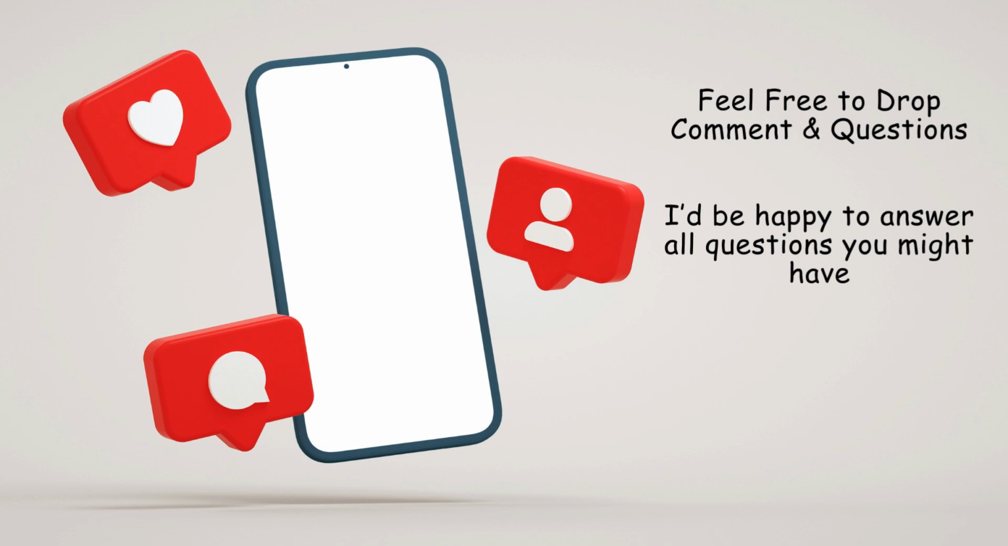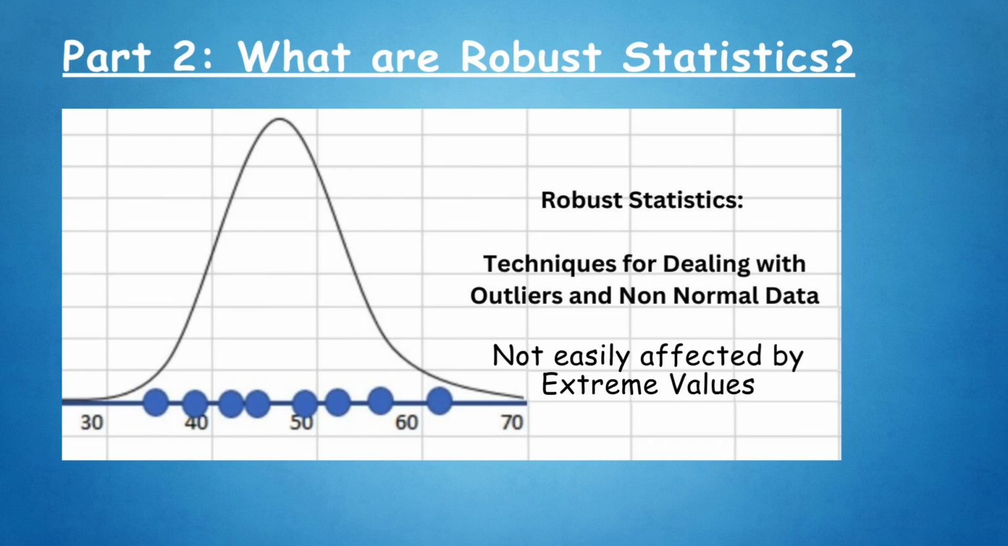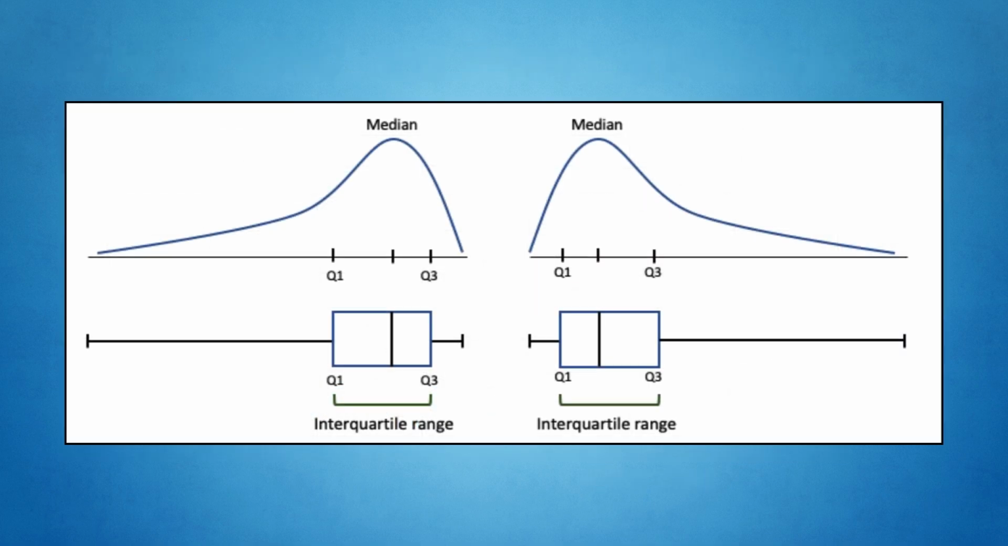Okay, let's continue. Robust statistics are designed to handle outliers without losing focus, meaning they are not easily distorted by extreme values. They give a helicopter view of what's typical in a dataset. Two examples of robust statistics are the median and the interquartile range, or so-called IQR.